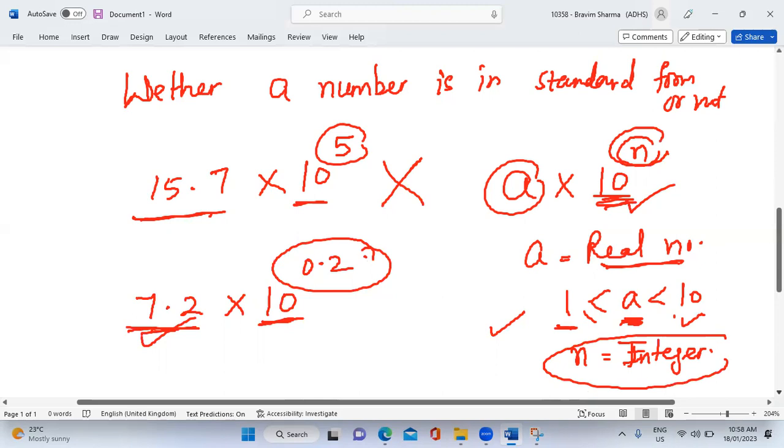So this was the video about what the standard form of numbers is, which numbers are represented in this form, and that the form has some variable parts like a and n, what they mean, what the conditions on them are, and how to check whether a number is in standard form or not. So this was the purpose of this video. I hope your doubts are clear. Thank you.